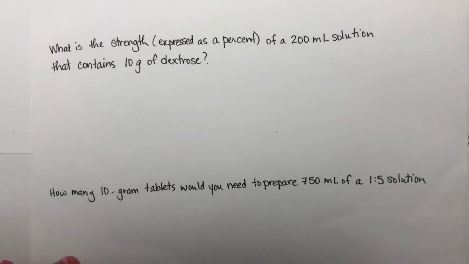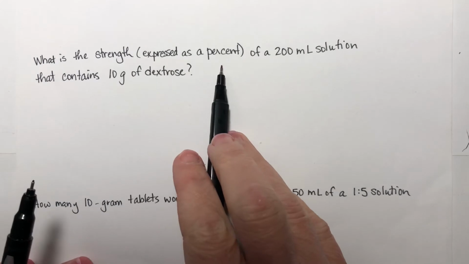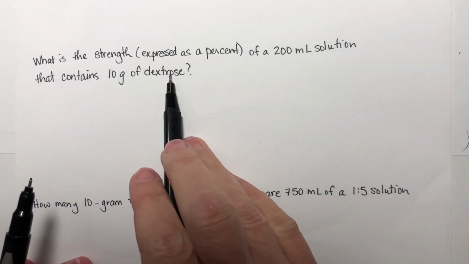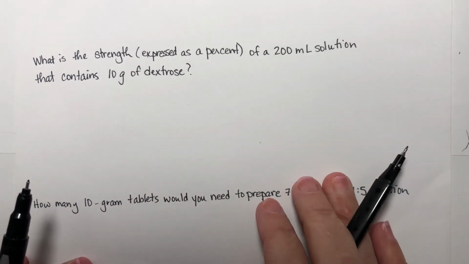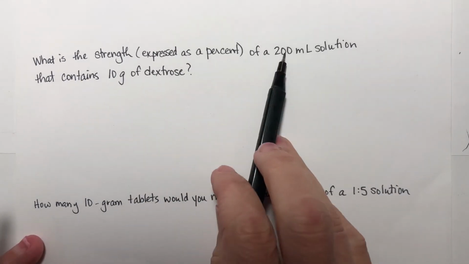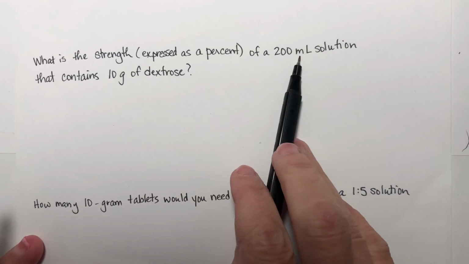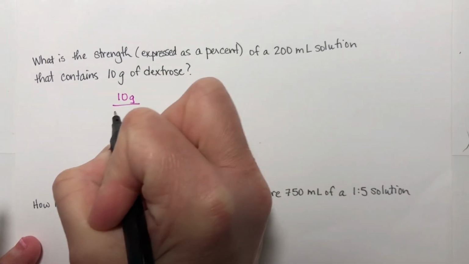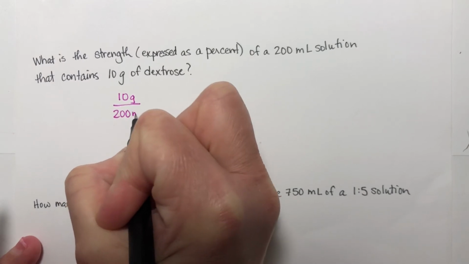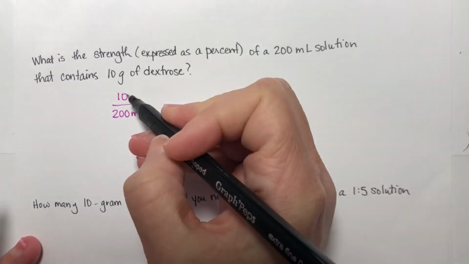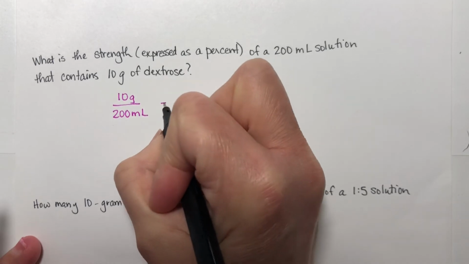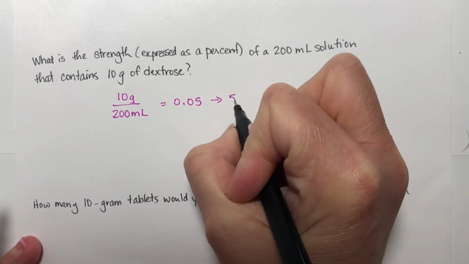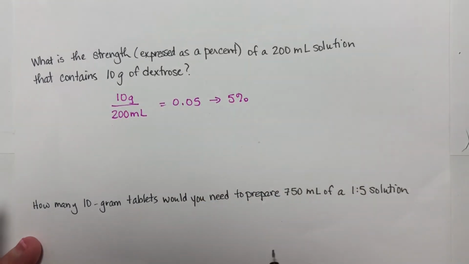Okay. What is the strength expressed as a percent of a 200 milliliter solution that contains 10 grams of dextrose? This is very similar to the problem we worked earlier. We take the solute over the solution to find the strength. So I'm going to take this 10 grams and put it over the 200 milliliters. Do the division. 10 divided by 200 is 0.05, which translates to 5%. This is a 5% solution.